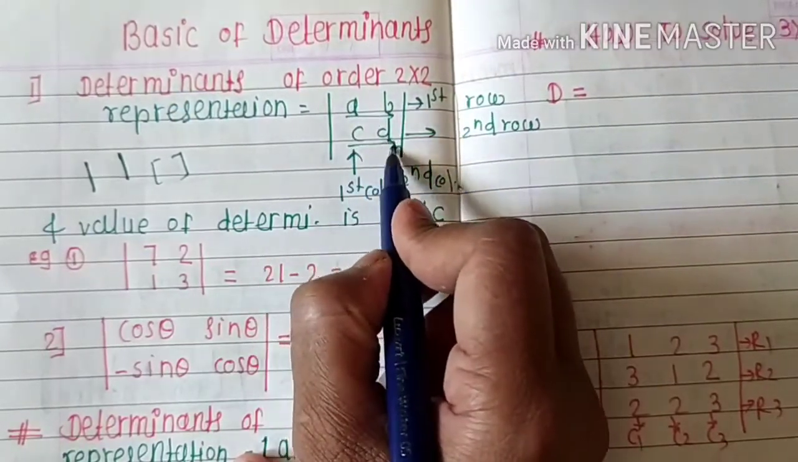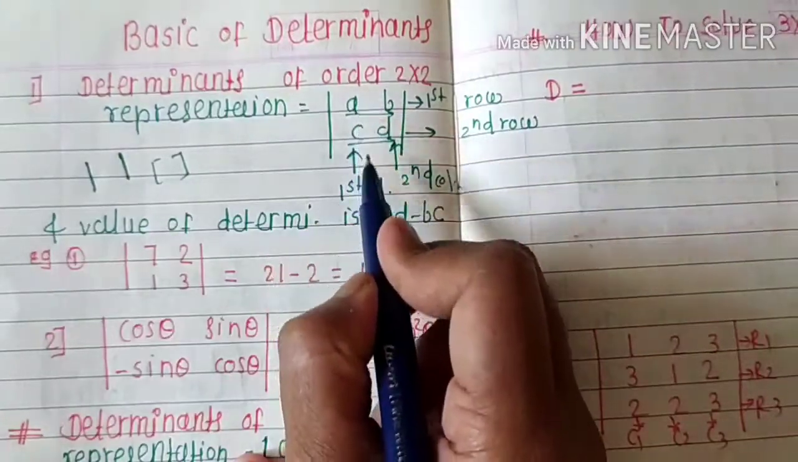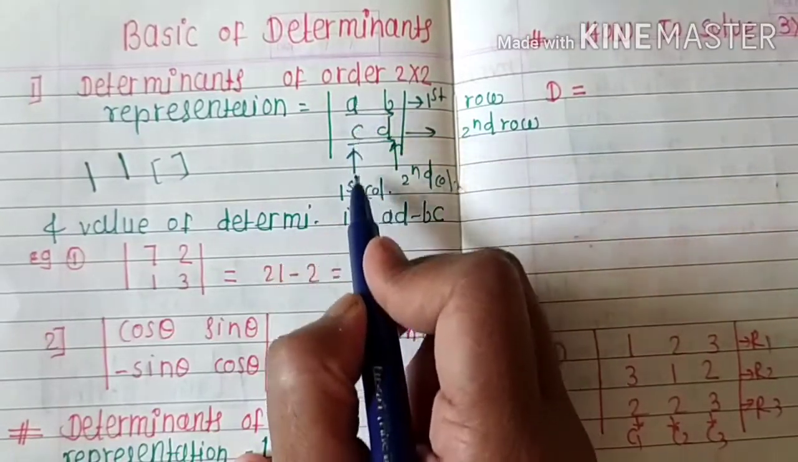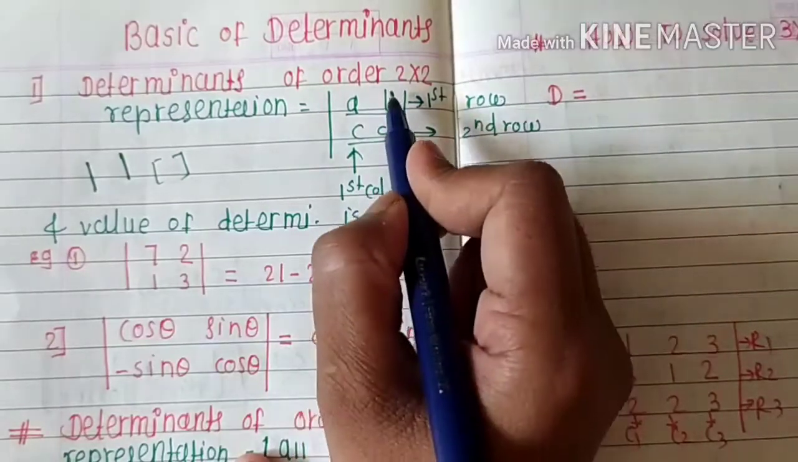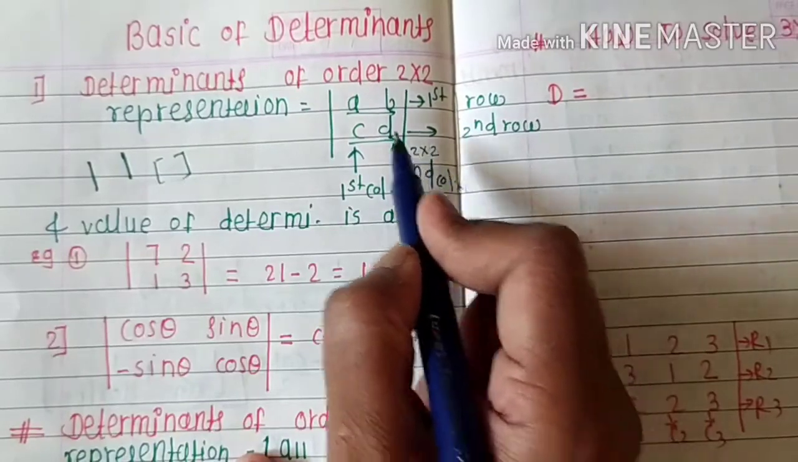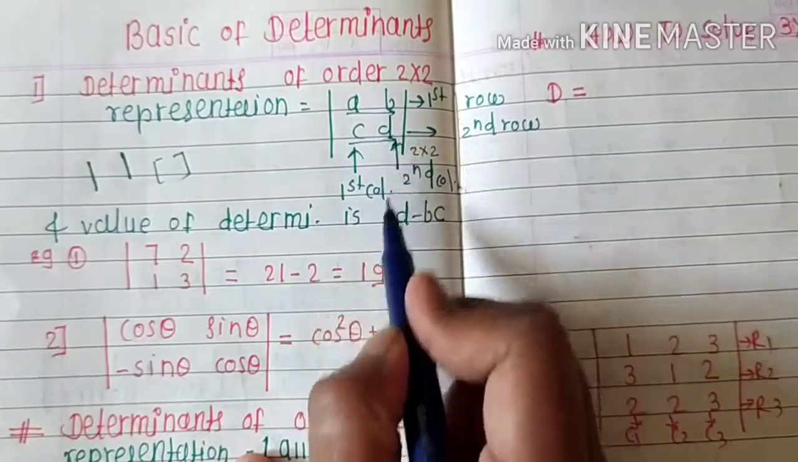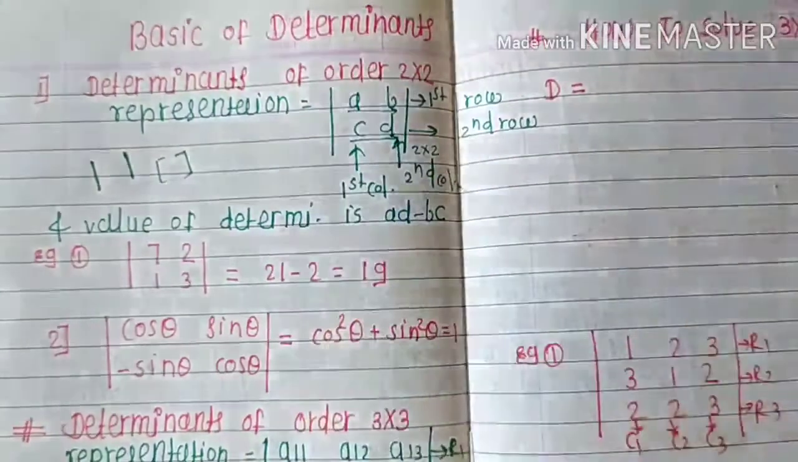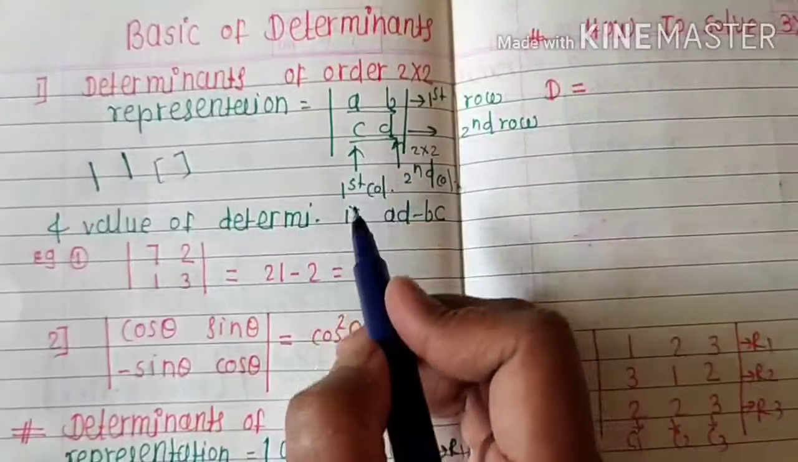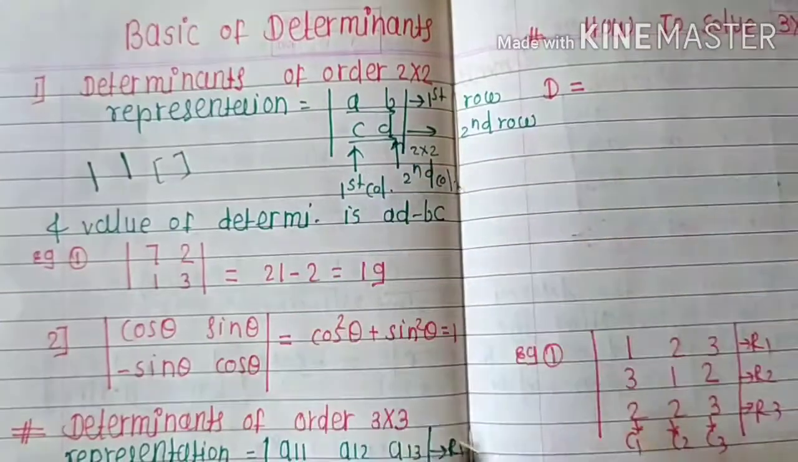These verticals are the columns, meaning horizontal are the rows and vertical are the columns. The elements A and C are present in the first column, and B and D are present in the second column. This is of order 2 by 2 because the number of rows is 2 and the number of columns is 2. Okay, that is the order of the determinant, here a 2 by 2 order determinant: 2 rows, 2 columns.